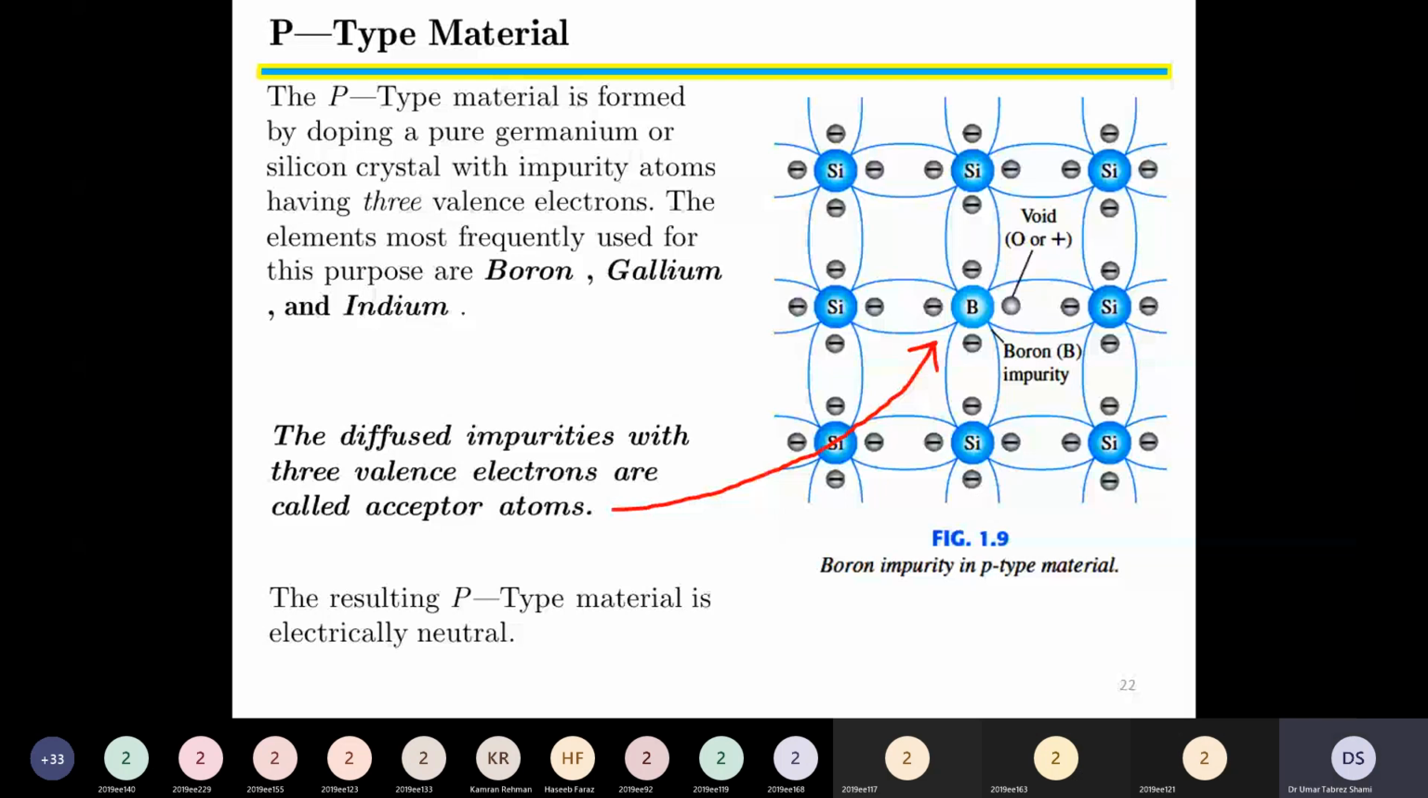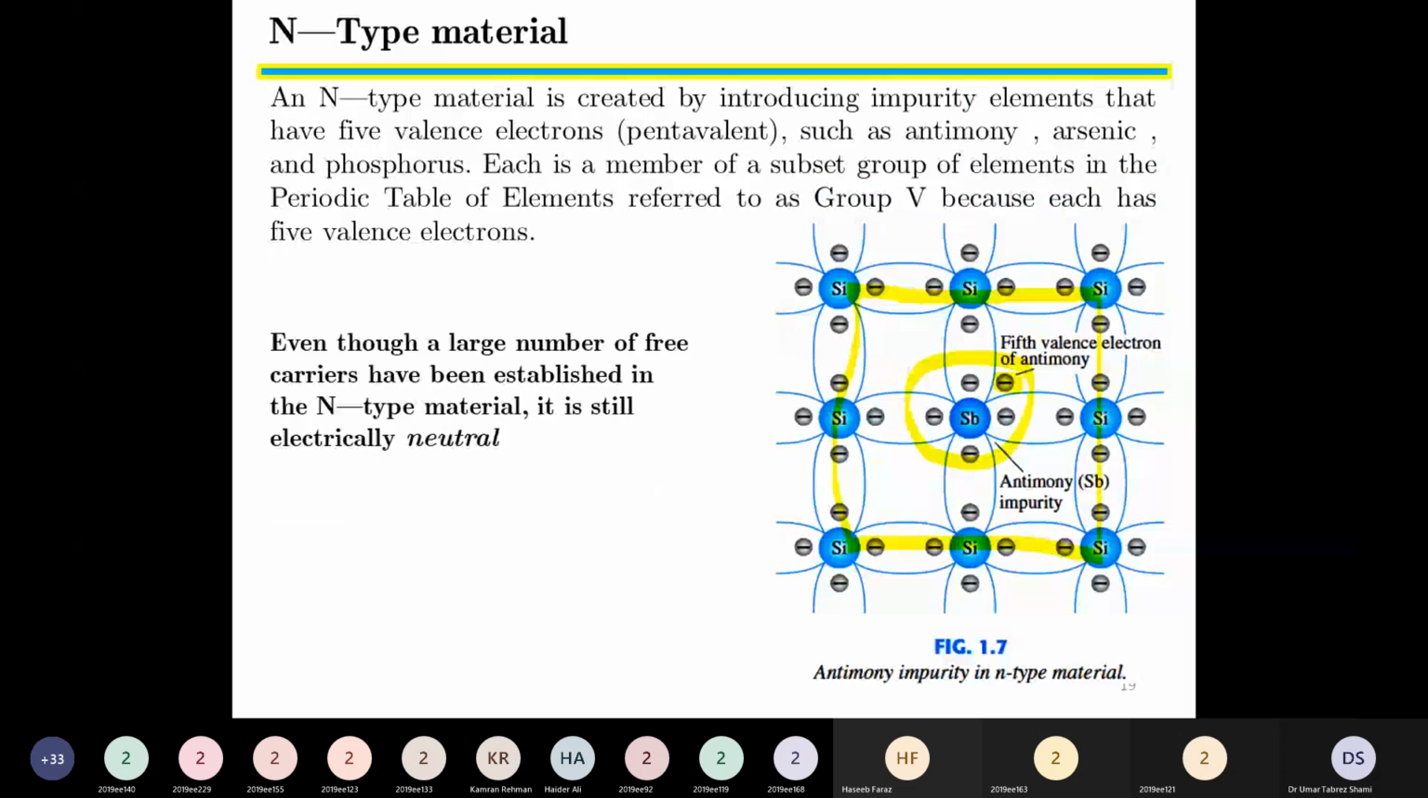Now we come to the production technique of P-type material. Sir, can you please explain how it is electrically neutral again?